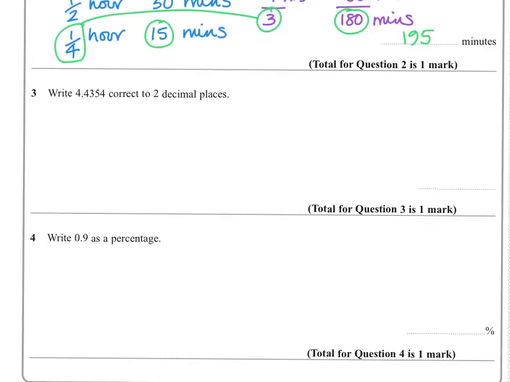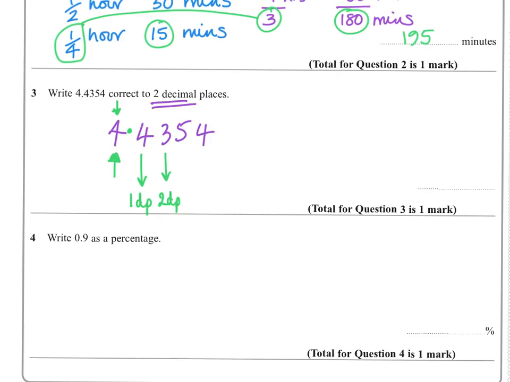Question 3. Write 4.4354 correct to 2 decimal places. Well, let's write that number out. So 4.4354, and we want to write it to 2 decimal places. Well, this is not a decimal place here. This is the first significant figure, so this is the units. If we see the decimal point here, the first number after the decimal point is the first decimal place. This number would be the second decimal place, and so on.